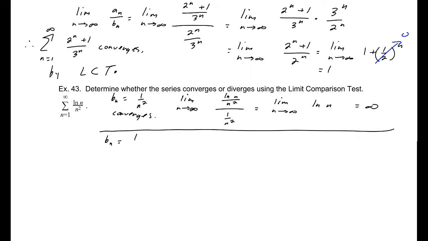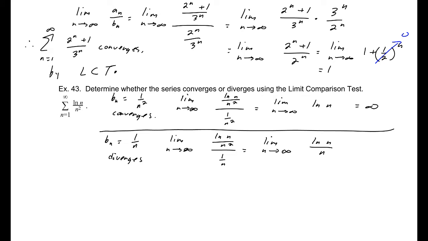bn equals 1 over, why not 1 over n? All right, so that's something we know diverges. Well, that would be the limit as n goes to infinity of natural log of n over n squared divided by 1 over n. And if we rewrite that, that is natural log of n over n.